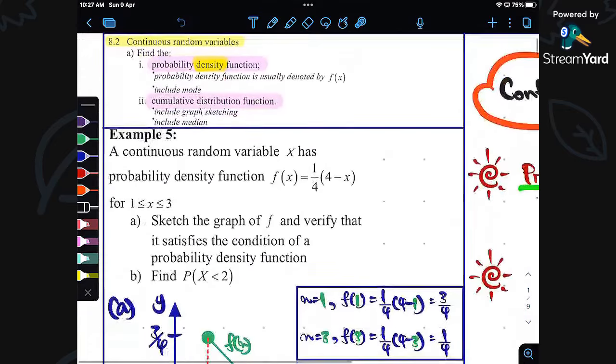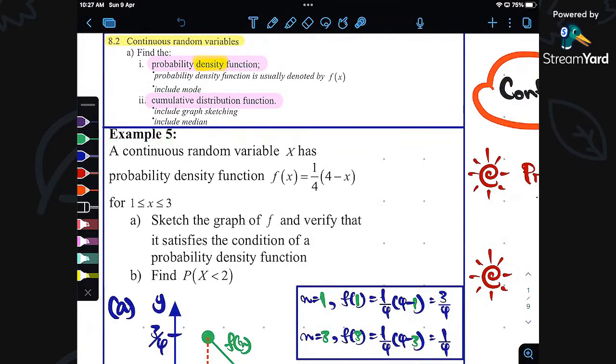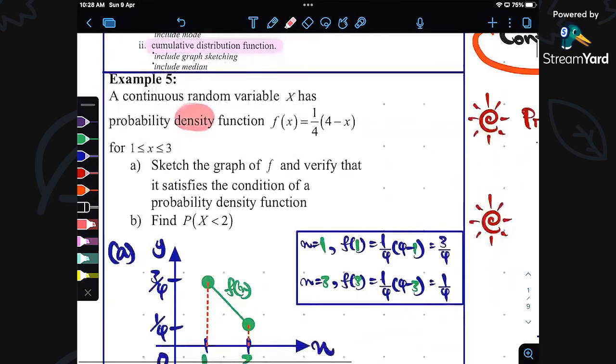Right, let's start with example 5. A continuous random variable has PDF, density, yeah? You might want to highlight this word, density. So whenever you see the word density, it means you have to draw, you have to sketch the graph. So the graph here is f(x) = 1/4 (4 - x). For the condition here, x is in between 1 until 3. This is the limit, you know that? This is a hint to you guys that we will do integration.